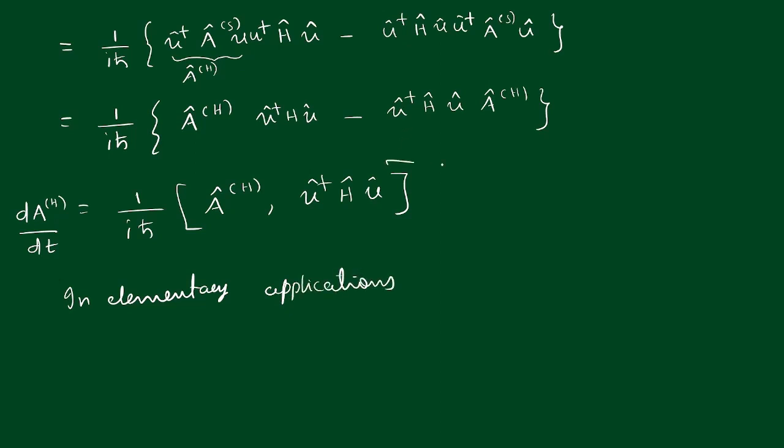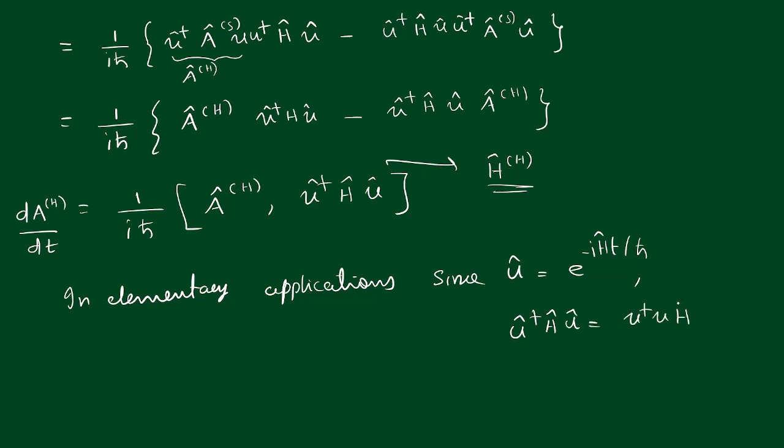Actually, technically you could write this as the Hamiltonian in the Heisenberg picture. Okay, I'm going to write it down. U dagger H U is just like A dagger, U dagger A U is A_H. In the same way, you can write this as H in the Heisenberg picture. But here in elementary applications, since U is equal to e raised to minus iHt by h cross, we are going to be completely general. So we can write U dagger H U is equal to U dagger U H.